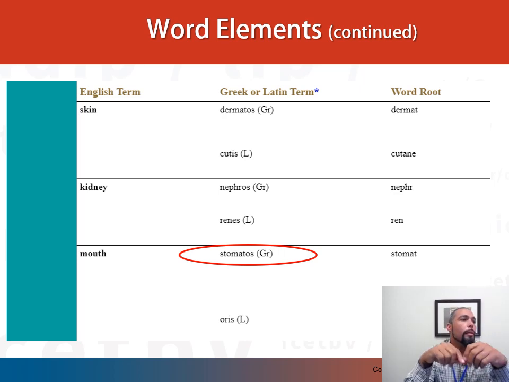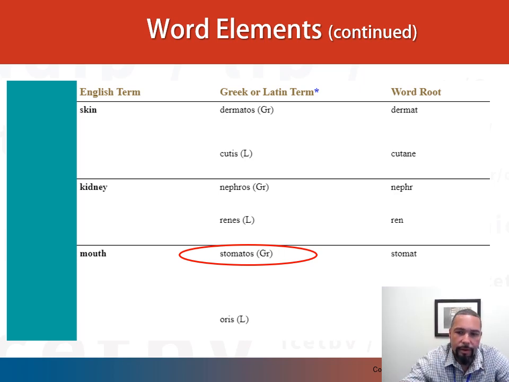The one I really want to harp on is the mouth, okay? Because the Greek and Latin term for mouth is stomatos, which could be confused with stomach, right? It sounds so similar that you want to call stomatos stomach, but it's not. It's the mouth, okay? So mouth, stomatos is the Greek Latin word. The word root is stomat, okay? Same thing for oris.